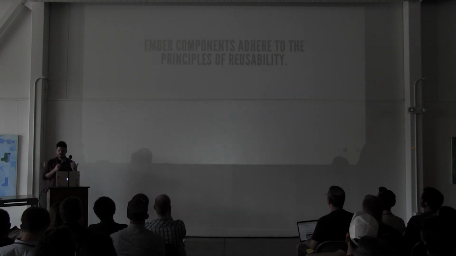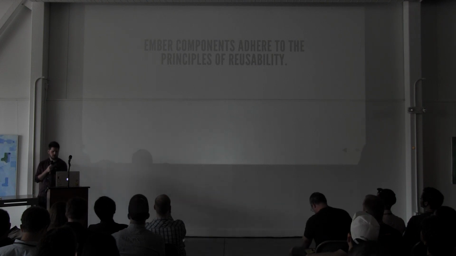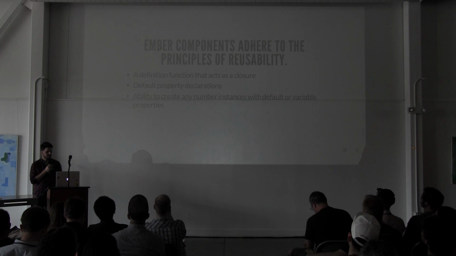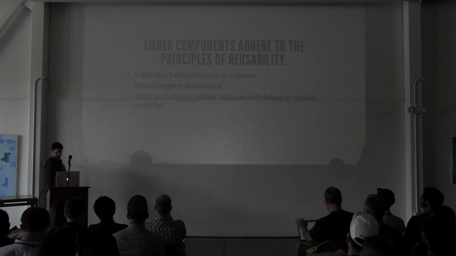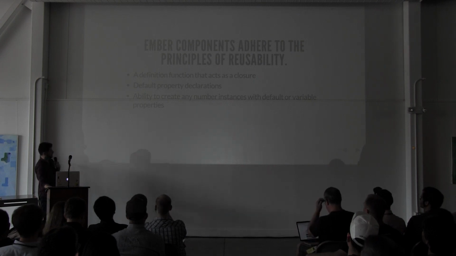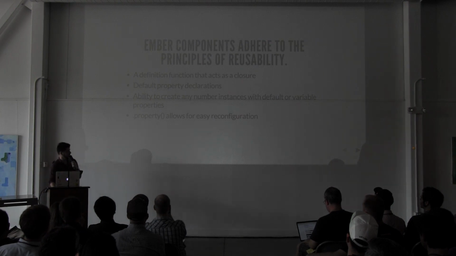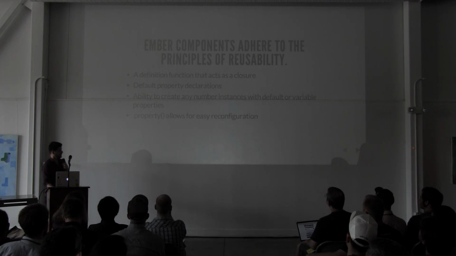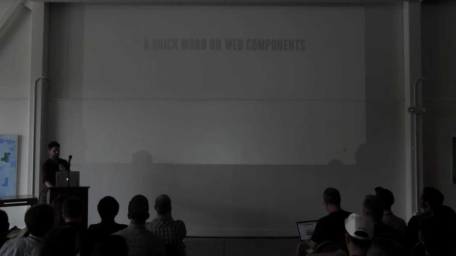So Ember components generally adhere to the principles of reusability. The definition function acts as a closure, with default property declarations, and the ability to create any number of instances with the default or variable properties. When you take that component, you can just keep repeating it as needed. And then .property allows for easy reconfiguration as needed. So it's actually going to listen when new things happen and reorganize itself, add new instances, stuff like that.